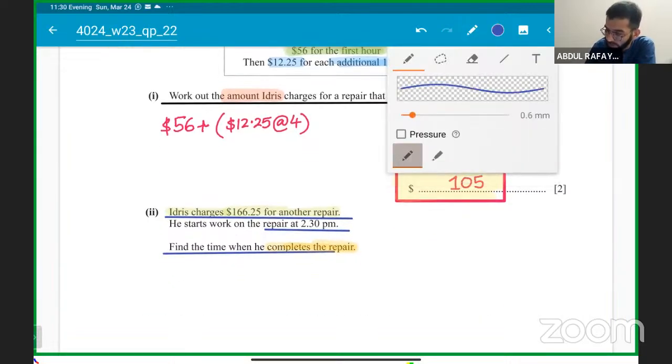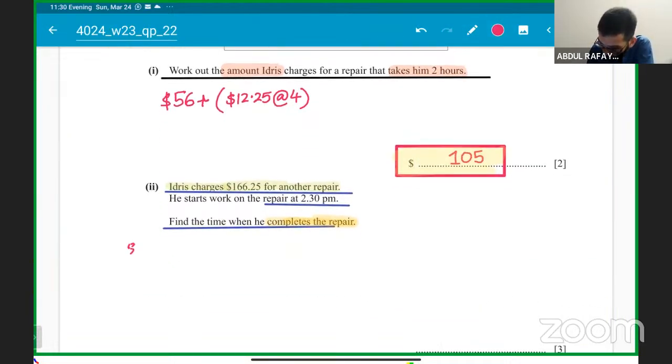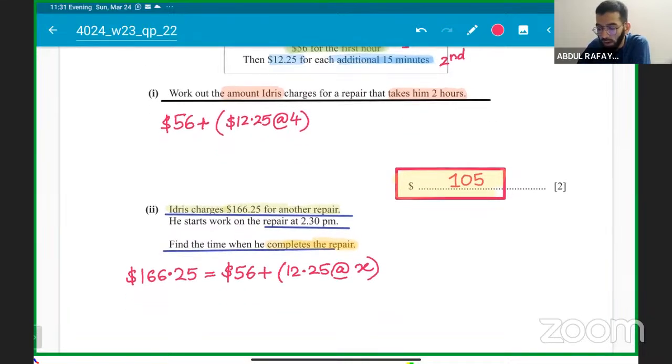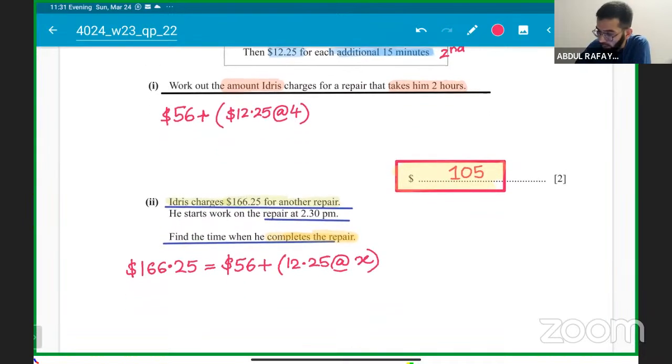A very important question here. First, we'll have to work out how many hours he is working. $166.25 is the total amount. For the first hour, he charges $56, and for each additional 15 minutes it will be 12.25 at the rate of X, where X is the number of times it is coming. Everyone getting that clear?